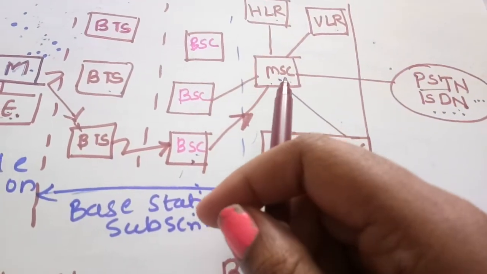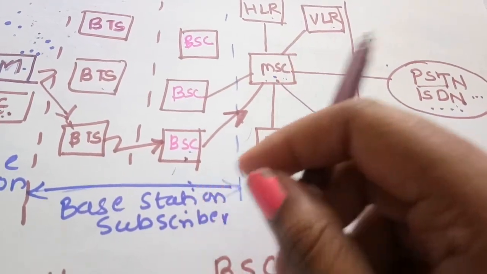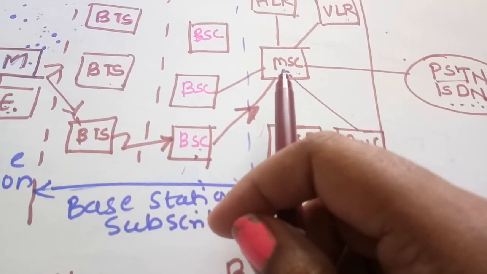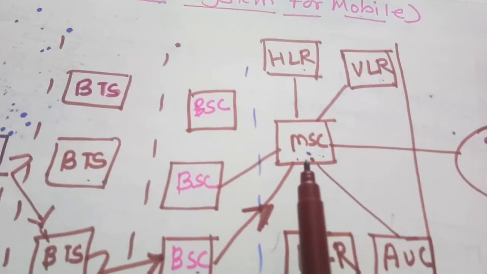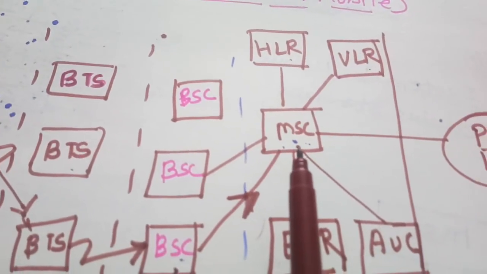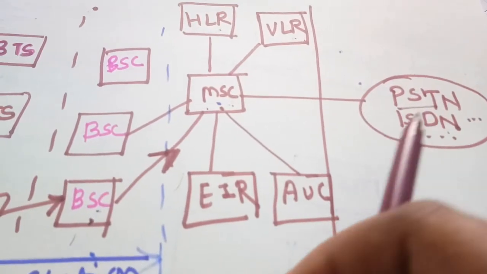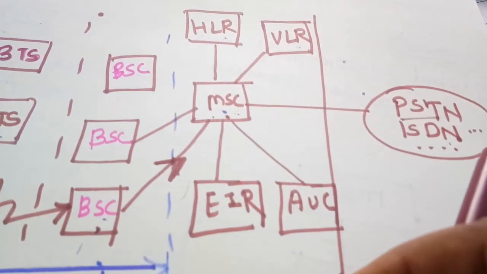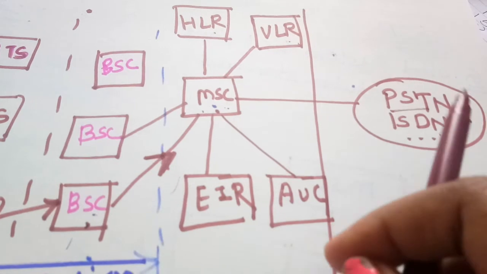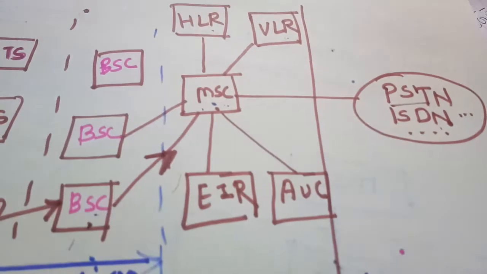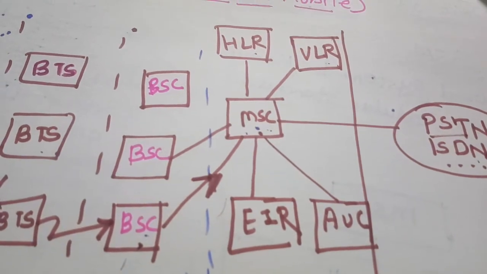When we want to divert our call to other services, like inter-MSC transfer, or call diversion from one mobile to a landline, we use other networks such as PSTN and ISDN. The call diversion is done from the MSC to other networks. So this is regarding GSM architecture.